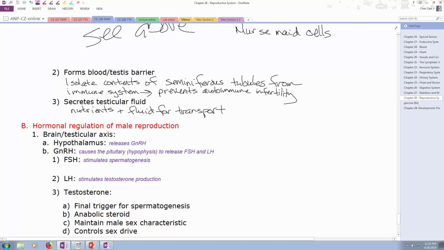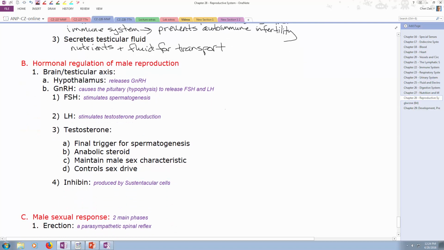Let's take a look at some of the hormonal things that are required for the spermatogenesis and spermiogenesis processes to occur. More importantly, spermatogenesis. It's a hormonal process. Isn't that what puberty is all about? Puberty is all about hormones. Okay, so this is the brain testicular axis because the hypothalamus starts the entire process.